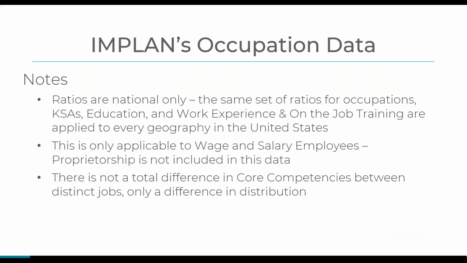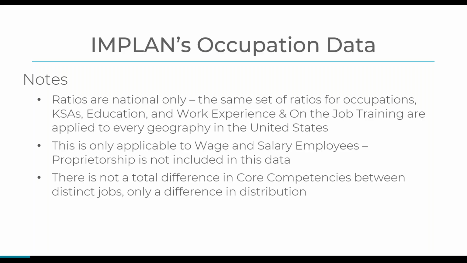Okay, so that is an overview of kind of what all the data contains. And before we discuss what is new about all this for the 2021 release, just a couple of notes that are good to keep in mind. So firstly, these ratios are produced at a national level only, meaning that we do not have unique ratios depending on the geography that you have selected in IMPLAN.